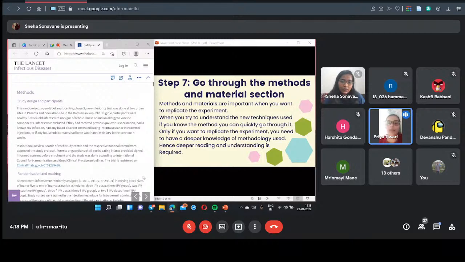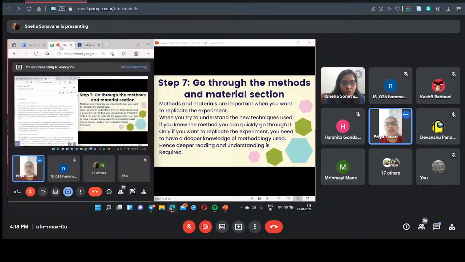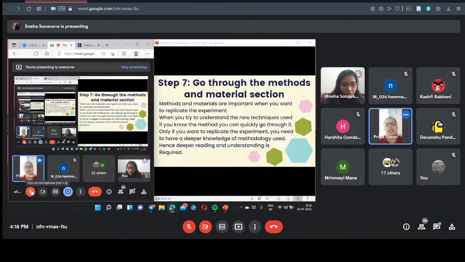you do not have to go in depth in this section, because you are not going to do your own research at this point of time. The methods and materials section is important when you want to carry out your own research, and if you are doing a randomized control trial, for example.